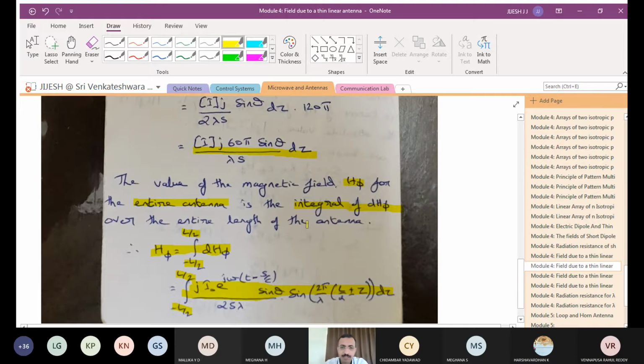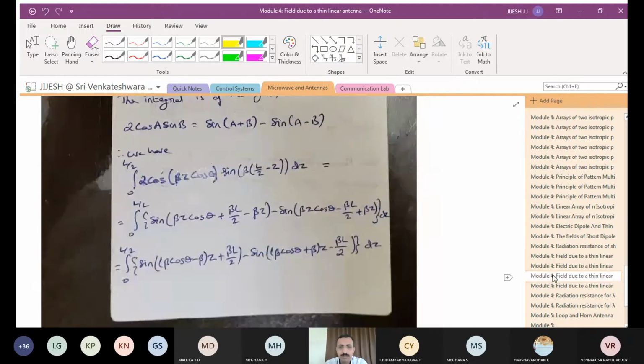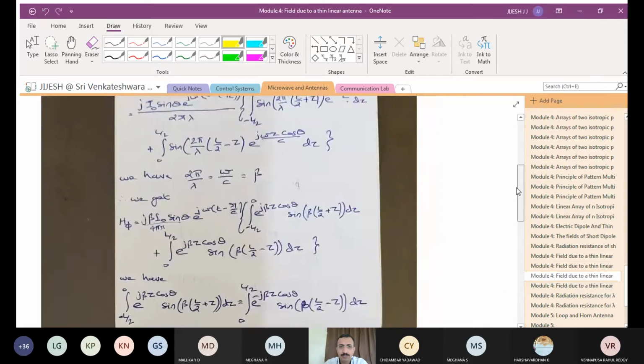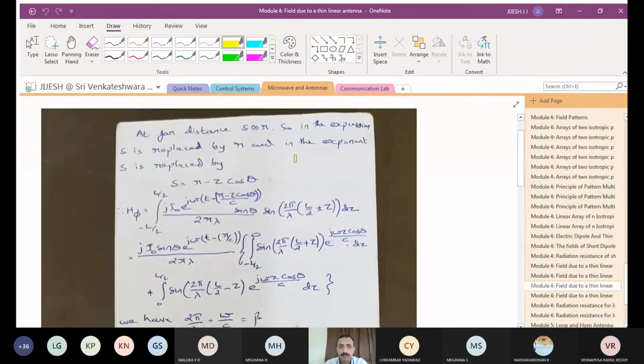So you might have completed the substitution portion up to here. Let us now go ahead with the integration section. Some steps are involved in it, so we'll see that. At far distance, what we are going to take is S approximately equal to R. So wherever S is there in the expression, we are going to replace it by R. We also know that S is equal to R minus Z cos theta.